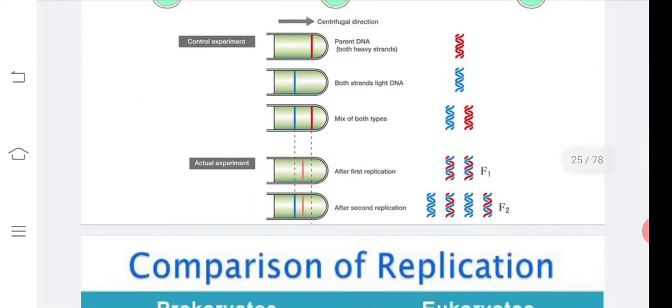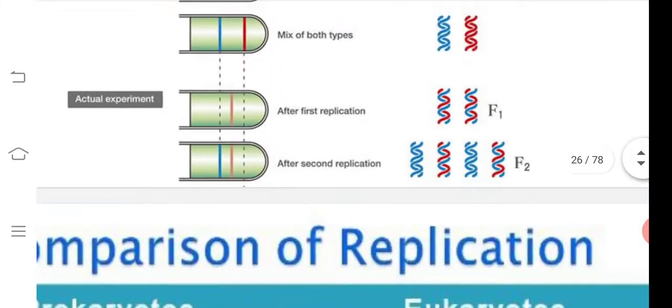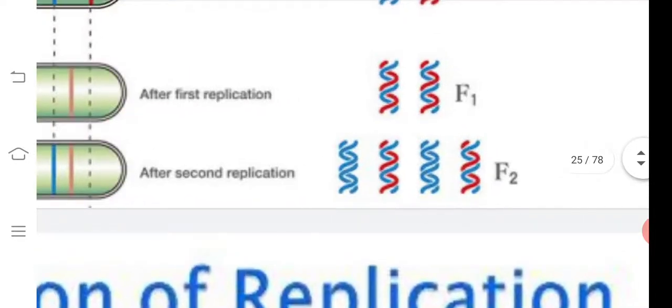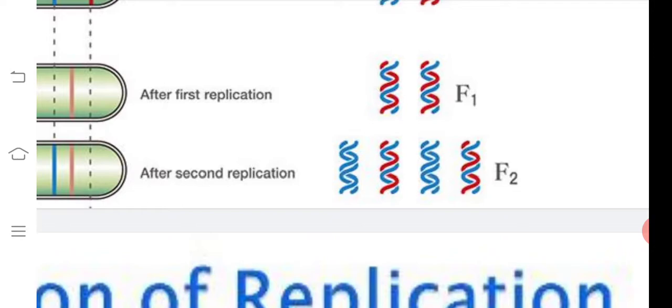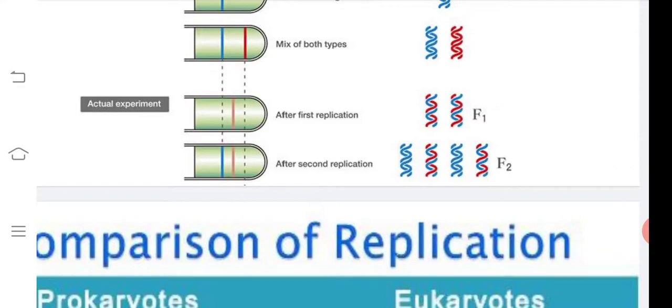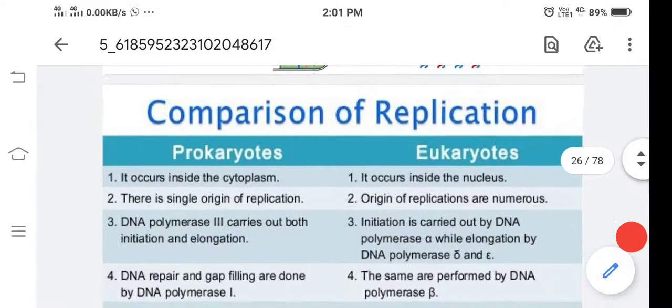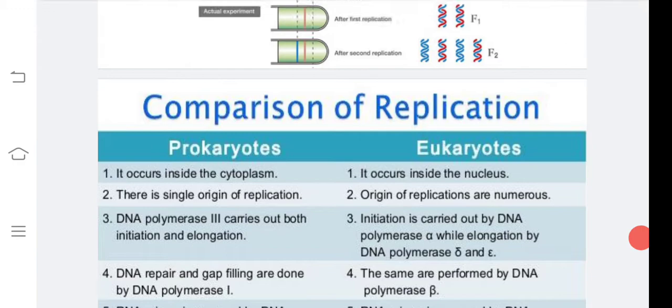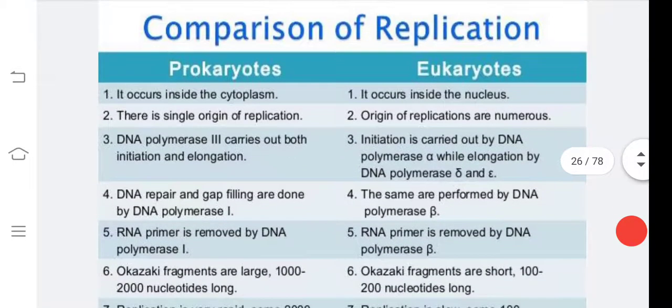Then after the result is being drawn, it is said that in the semi-conservative model, one DNA strand is the parent one, another DNA strand is the daughter's one. Okay, so with that they conclude that the semi-conservative method of DNA replication is found. Then we have comparison of replication with prokaryotes and eukaryotes.